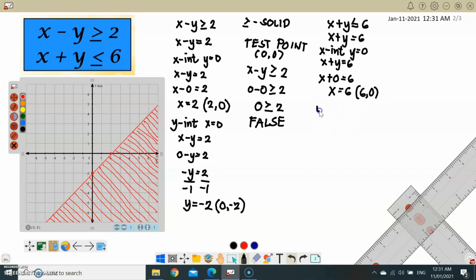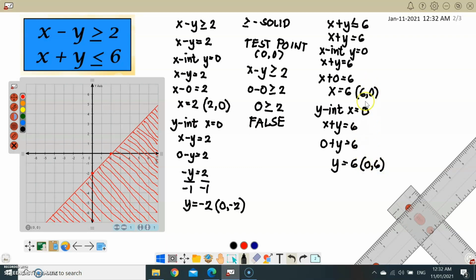The next is the y-intercept, by letting x be equal to 0. Using the same equation, x plus y is equal to 6, we substitute the value of x, which is 0. So we have 0 plus y is equal to 6, and y equals 6. So the y-intercept is 6. The coordinate of the y-intercept is (0, 6).